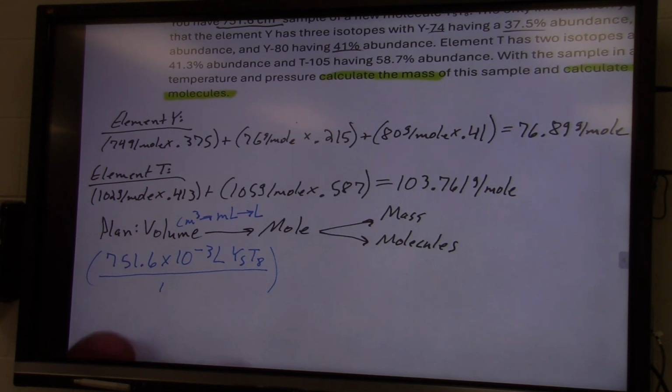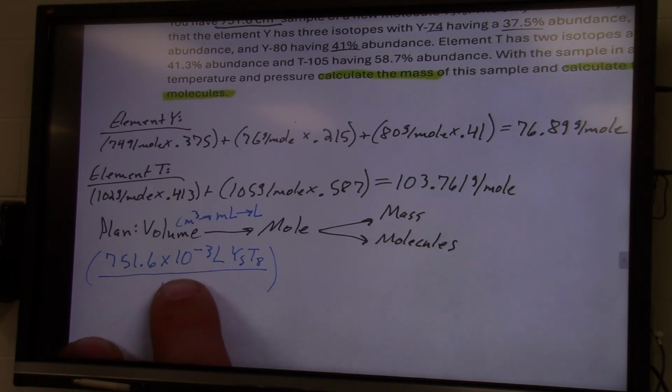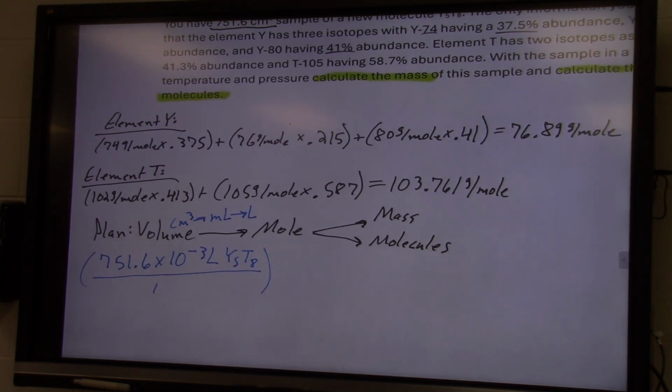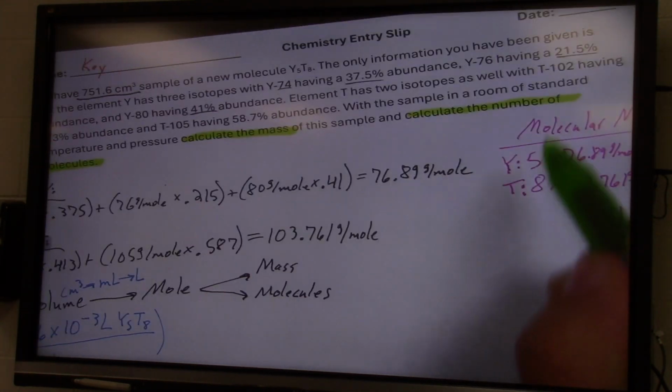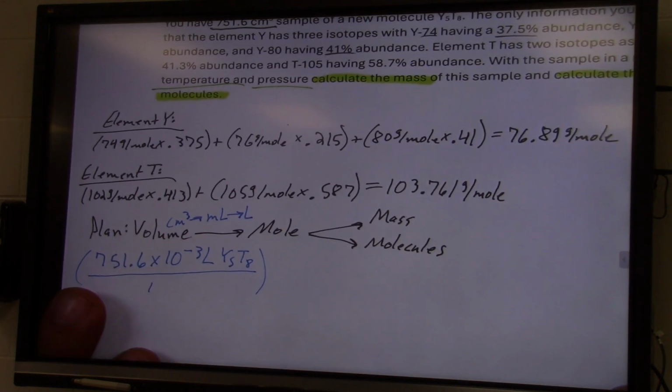I'm still seeing problems here when people are setting problems up. You take the number you start with and you set it over 1. I can't stress that enough. There's no unit with the number 1. It also is not a conversion factor. Other people are trying to make it a conversion factor. It isn't. Now I'm in liters. Here's the key point: in the problem, I tell you room standard temperature and pressure, which means you can solve it. So let's set it up.